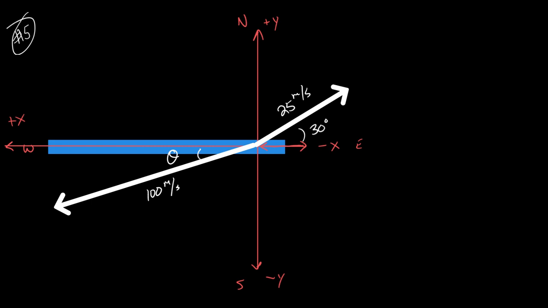Step 1, convert all of my vectors from polar to rectangular. So I have the wind, and I have the plane. The wind is 25 meters per second at an angle of 30 degrees north of east. And the plane is 100 meters per second, and it's going to be something south of west. But I don't know how much. All good?